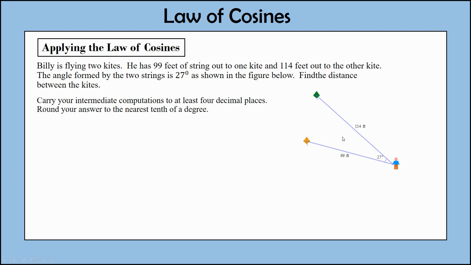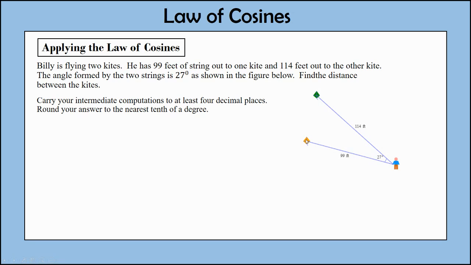So we've got Billy flying two kites. He's got 99 feet of string out on one kite. That's this one. We've got 114 feet of string out on this one. And the angle formed by the two strings is 27 degrees. We're asked to find the distance between these two kites.